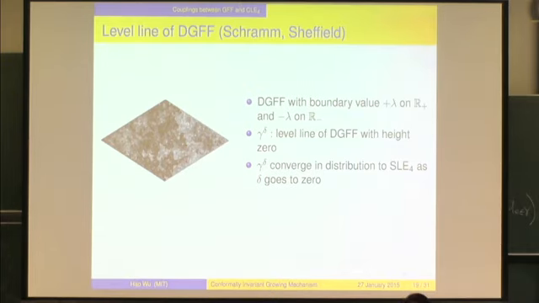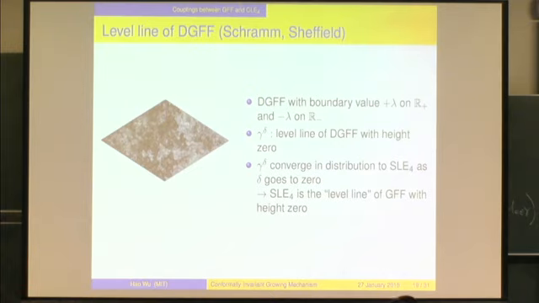As delta goes to 0, this level line will converge in distribution to SLE4. It is a work by Schramm and Sheffield. We also know that as delta goes to 0, the discrete Gaussian free field will converge to the continuous Gaussian free field. So it is tempting to say that the SLE4 curve is the level line of a continuous Gaussian free field. But here we are not ready to say it, because the continuous Gaussian free field is not a function, it's just a distribution. We first have to make sense of what we mean by the level line of a distribution, and then we also have to explain why this random curve is the level line of the field. So this is the discrete procedure.